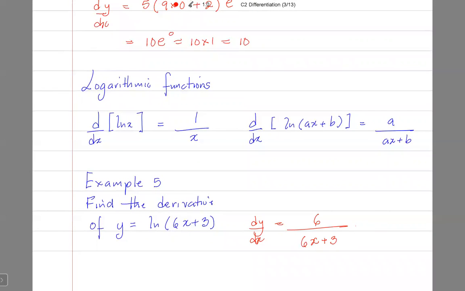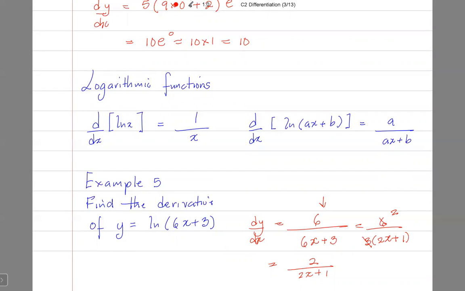If I wanted to, I could simplify that. This is 6 over 3 into 2x plus 1. If I want to, I didn't have to. This is 2. And so the final answer would be 2 over 2x plus 1. If you didn't do that, I guess it doesn't matter so much. You could have just left your answer here.